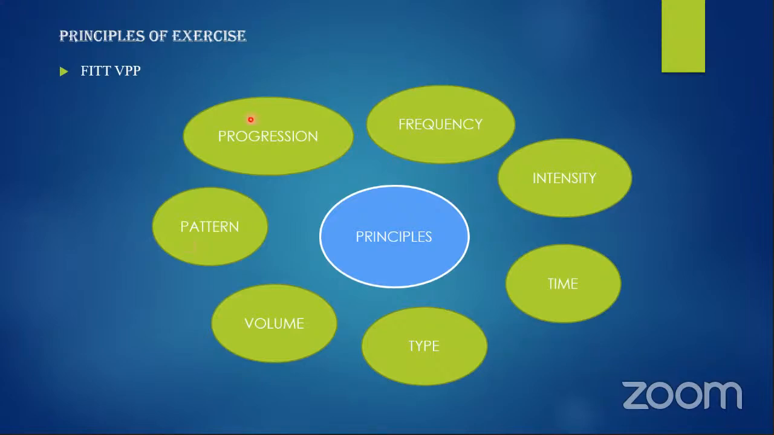Next comes the progression. Progression can be done in terms of increasing the repetition, increasing the sets, or else increasing the intensity also. For example, consider you are doing 3 sets with 10 repetitions. At one stage of life, your body gets accustomed to the 3 sets and 10 repetitions. At that point, you can increase the progression. This is all about progression and principles of exercises.